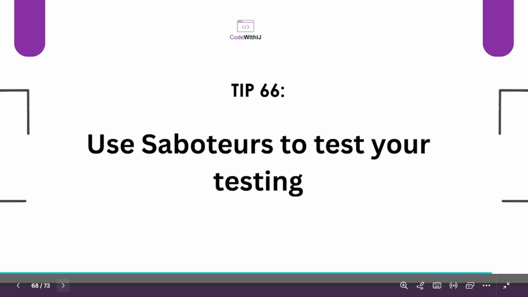Because every developer is trying to build a system where security is in layers, scalability is in layers, and various other things are in layers. So if you want to confirm that all these things are in layers, you have to test your system like someone who wants to break into the system and use all these features without your consent. So use saboteurs to test your testing.